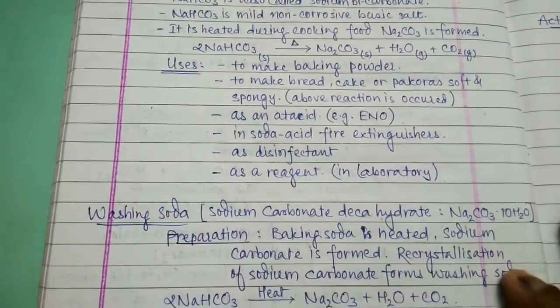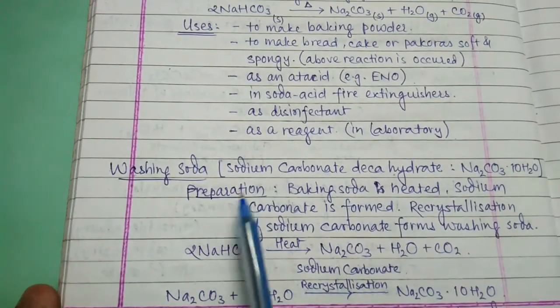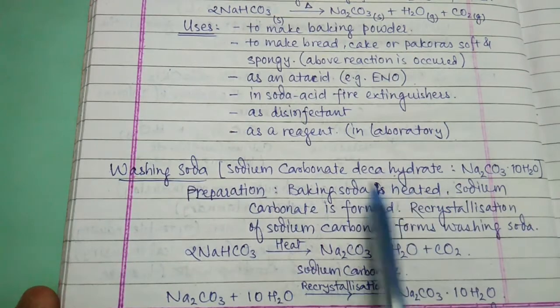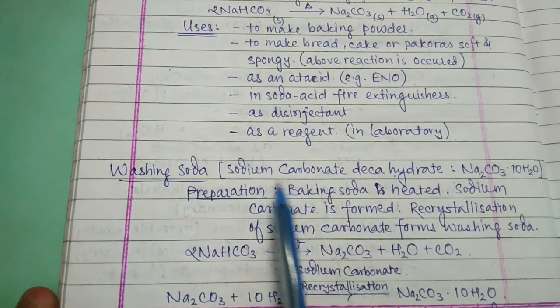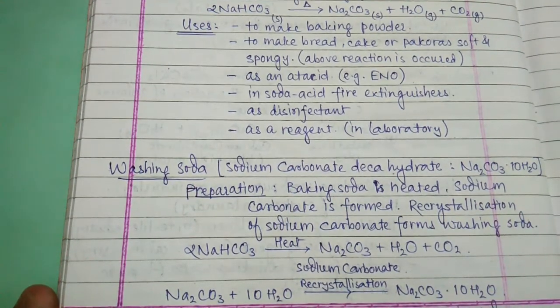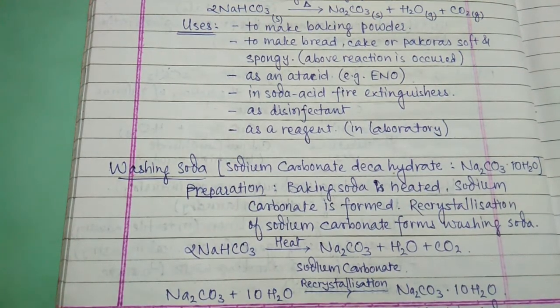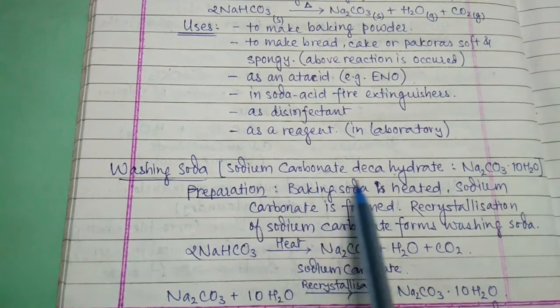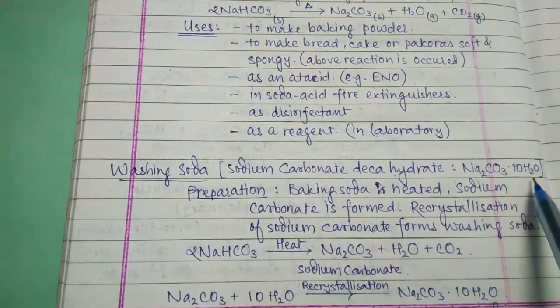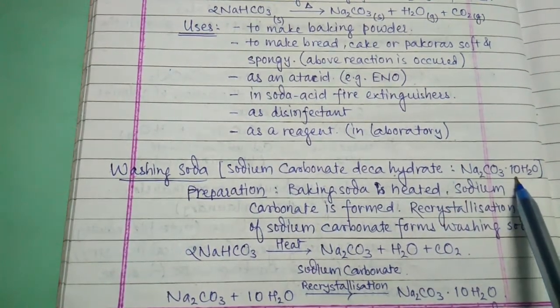Now, washing soda, sodium carbonate decahydrate. The full chemical name of washing soda is sodium carbonate decahydrate. We just say washing soda is sodium carbonate. It is not strictly true, but in our day-to-day life it is used as washing sodium carbonate. But its full name is sodium carbonate decahydrate, Na2CO3 10H2O. 10 means deca.